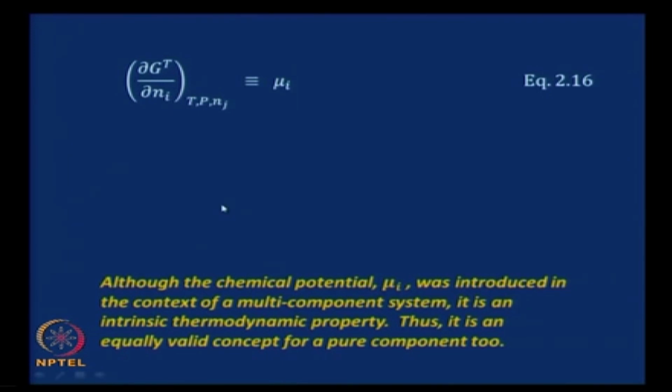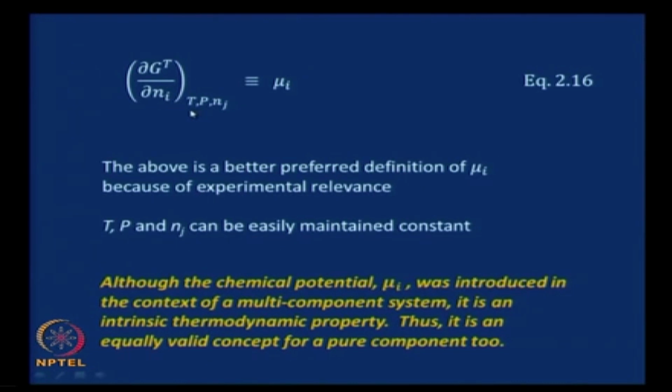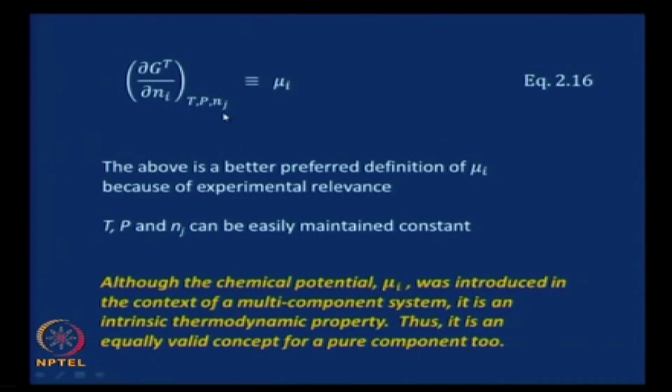Let us look at this a little closer now. Look at the quantities that are being held constant in this definition: dou Gt by dou Ni at constant temperature, pressure and all other Nj's different from Ni, which is taken for the differentiation. These are very easy to maintain constant in an experimental situation, and therefore this definition of chemical potential has significant experimental relevance. Because of that, although you could define chemical potential as dou Ut by dou Ni at certain variables constant, dou At by dou Ni at certain other variables constant and so on, this definition is most commonly used.